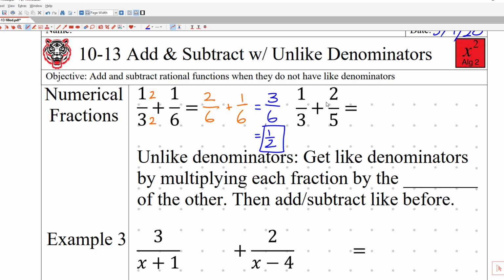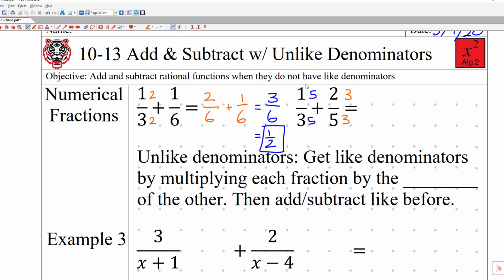Let's try one where I do have to multiply by the denominator of the other for each of these fractions. So I want to get, again, the same denominator here to get like denominators. Between 3 and 5, the closest thing I can do is 15. I can multiply them by each other. I see a 5 down in the bottom right, so I'm going to multiply the left fraction by 5/5, and I see a 3 down here in the bottom left, so I'm going to multiply this 2/5 by 3/3.